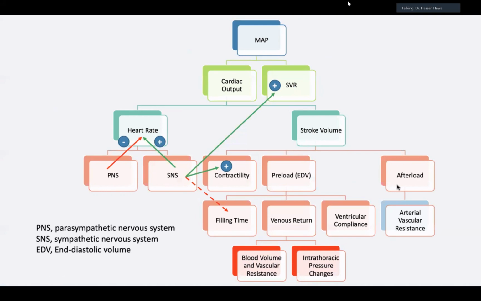For the afterload, we can think of the arterial vascular resistance again, and we know this also can be impacted by the sympathetic nervous system. Another factor that might affect the venous return, obviously, is the intrathoracic pressure change, and we will talk about this later on when we talk about the heart-lung interaction.